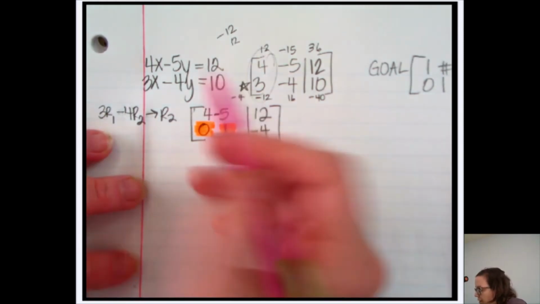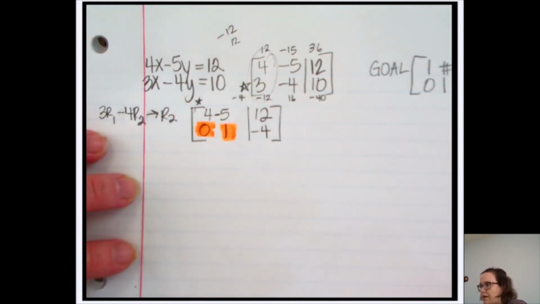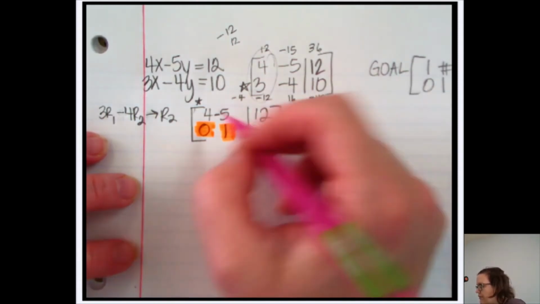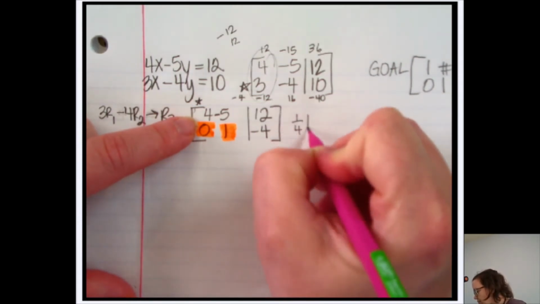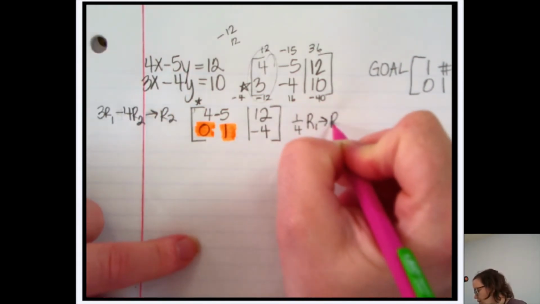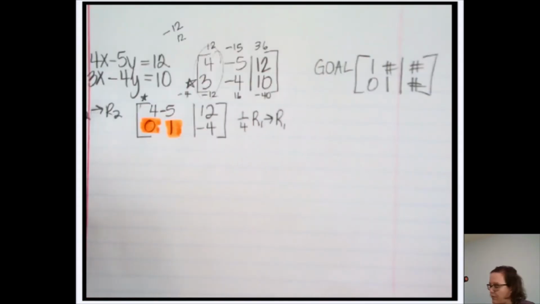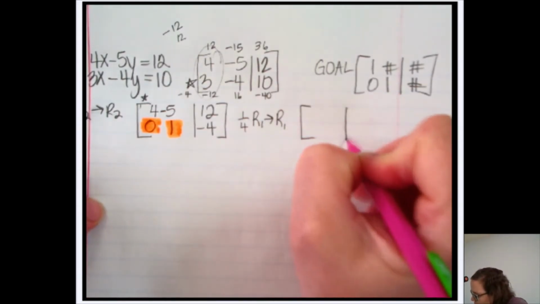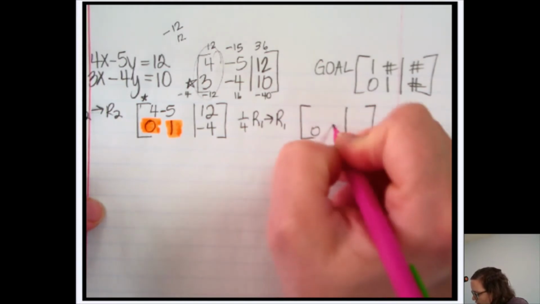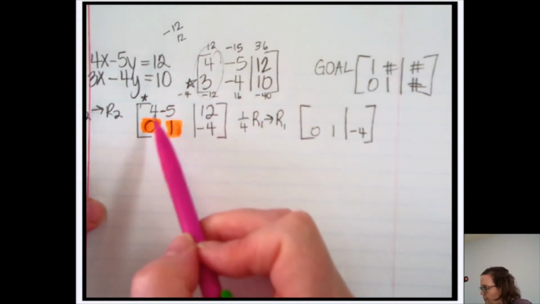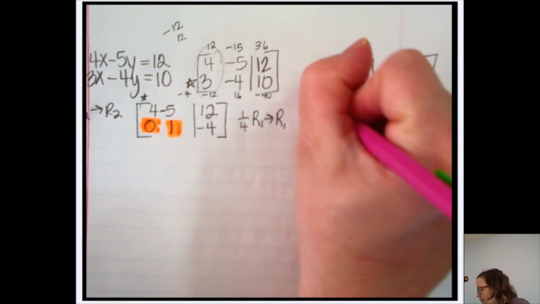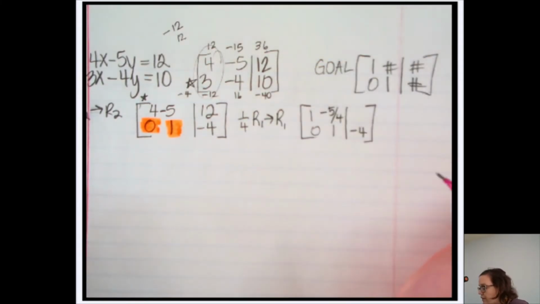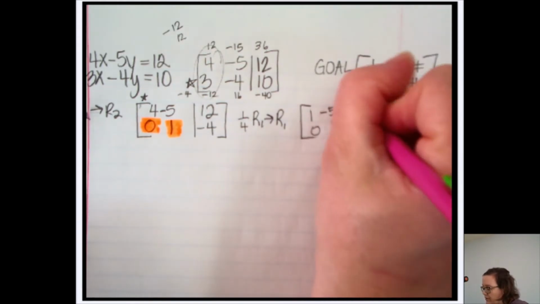Now, the last thing we have to do is get that 4 to be a 1. And when we want 1, we do division. So how do we get a 1 here by division? We need to multiply by 1/4. So we take 1/4 of row 1 and make it into row 1. Row 2 does not change. So 4 times a fourth is 1. -5 times a fourth is -5/4. And 12 times a fourth is 3.